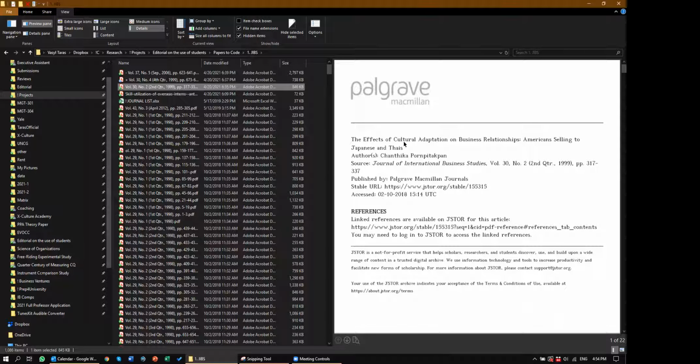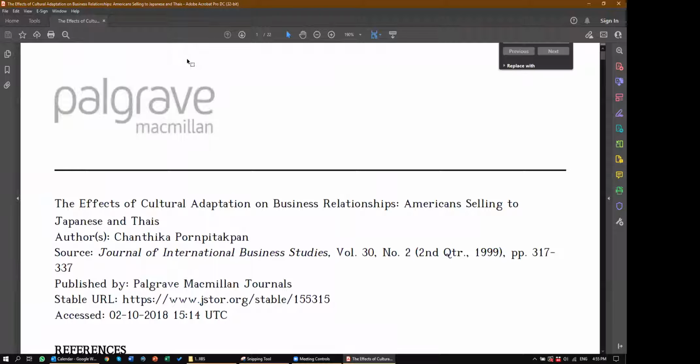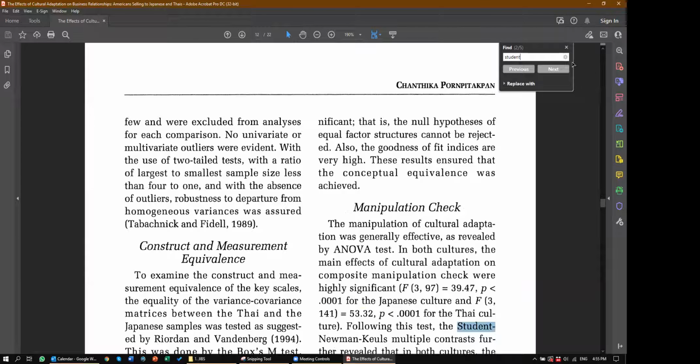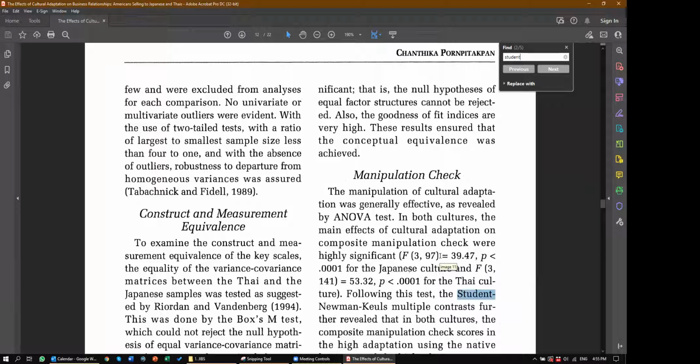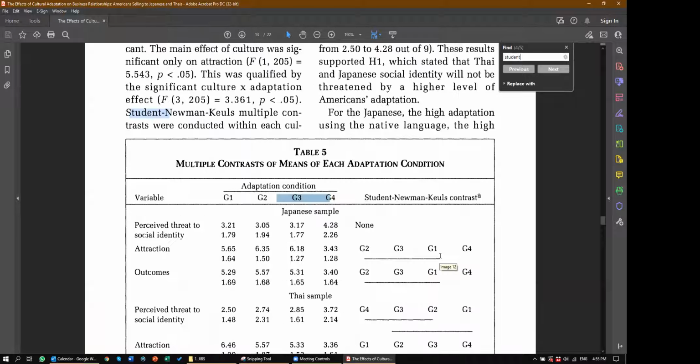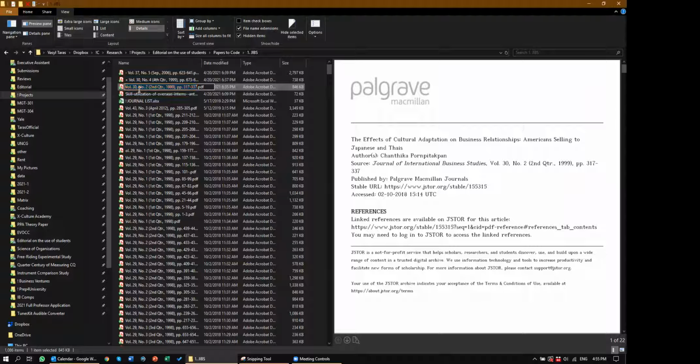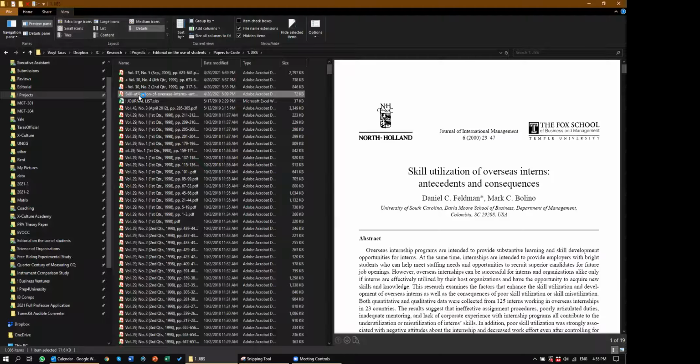Next, the effect of cultural adaptation in business-related American settings, Americans selling to Japanese and Thais. It doesn't sound like it could be students, but let's take a look. Participants in this study were executives, whereas those in Francis... what's Francis? So Francis did the study and used students, whoever that Francis is, but we used executives. So there would be no students in this study. Student Newman's multiple, that's just the name of the test. So this is non-students. It seems like they can be processed at a speed of about, let's say, 1 minute per paper. Let's do a couple more.